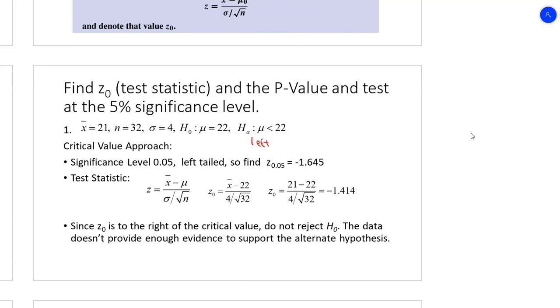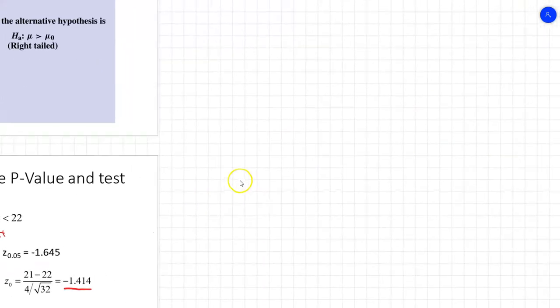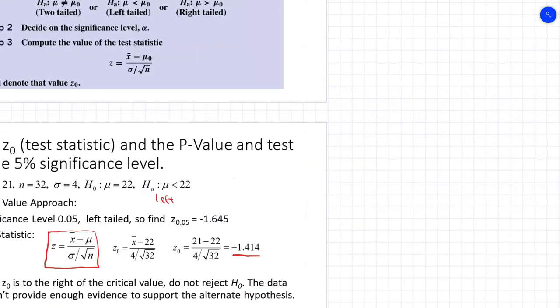So the first thing is you're going to need that test statistic. The test statistic is calculated over here: sample mean minus the population mean, over standard deviation over the square root of n. When we do that, we come up with negative 1.414, and that's where the two versions differ. So if you get a z-score of negative 1.414, your significance level is 0.05, because that was given.